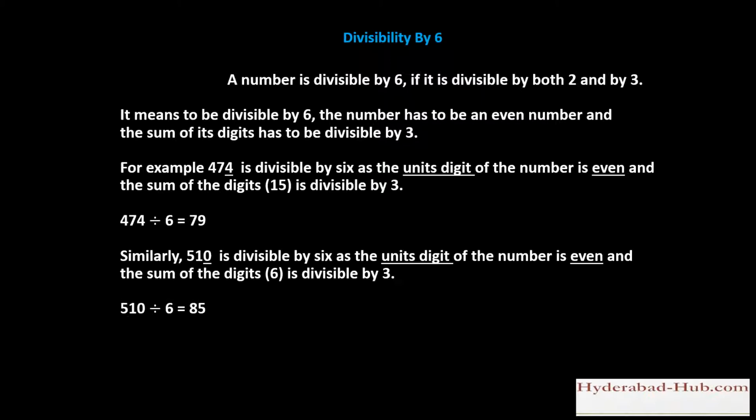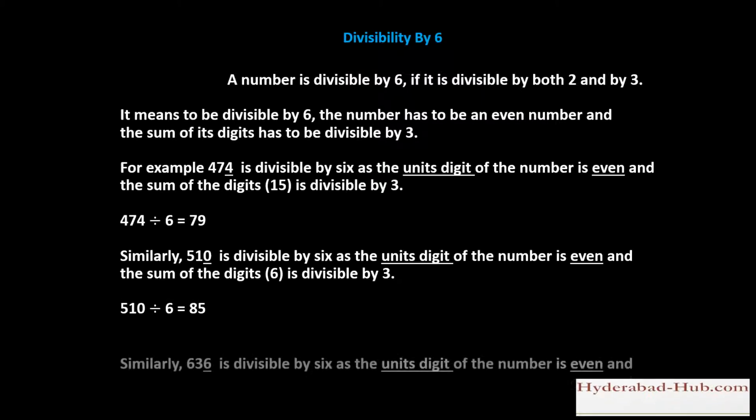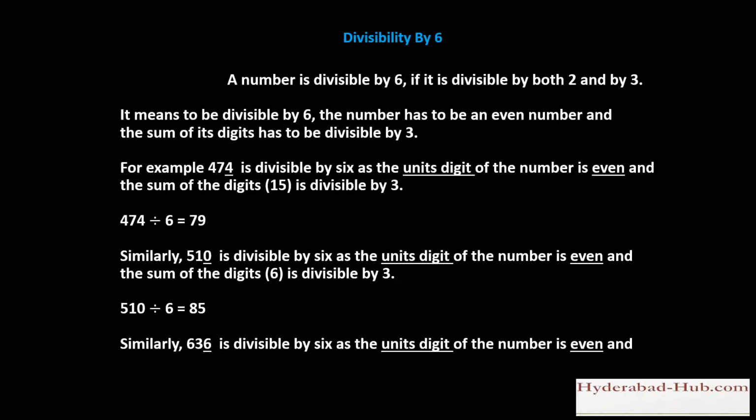Similarly, 636 is divisible by 6 as the unit digit of the number is even and the sum of the digits, that is 15, is also divisible by 3. Thus, a number is divisible by 6 if it is divisible by both 2 and by 3.